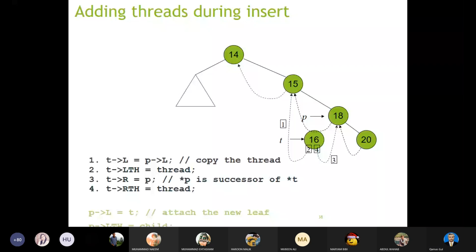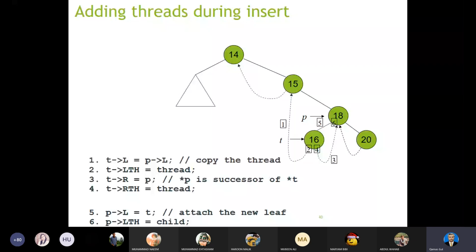उसके बाद P arrow left। अब जो P का left था वो एक थ्रेड था और वो पॉइंट कर रहा था 15 को। चूंकि अब उसके left में एक नया नोड आ चुका है तो अब 18 के left को पॉइंट करना चाहिए T पे, ठीक है। और P arrow left is equal to T, attach the new leaf node. And अब हम फ्लैग के जरिए बताएंगे कि ये जो है ये किसका लीफ नोड है या चाइल्ड नोड है, ठीक है, 18 का। P arrow LTH is equal to child.